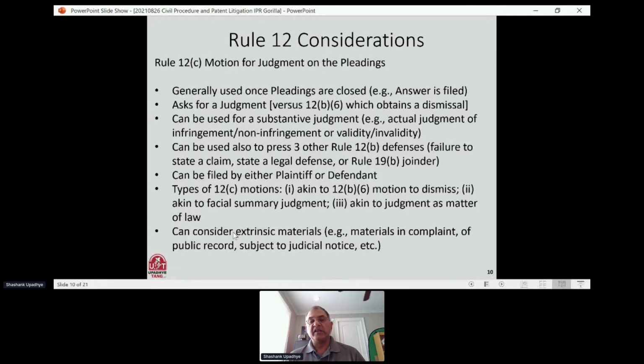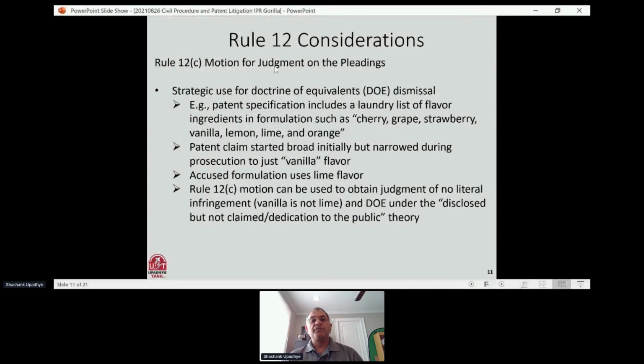And interestingly here, you can also consider some extrinsic materials that are in the complaint, that are matters of public record, or that are subject to judicial notice. And your goal here is to get a judgment that says whatever it is that you're looking for and get a court order. So here's an interesting, practical tip.